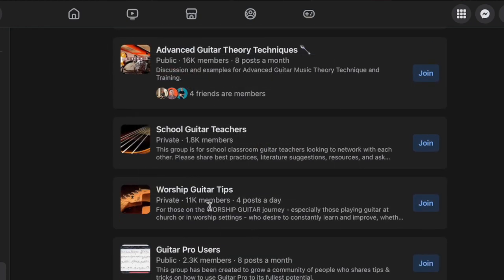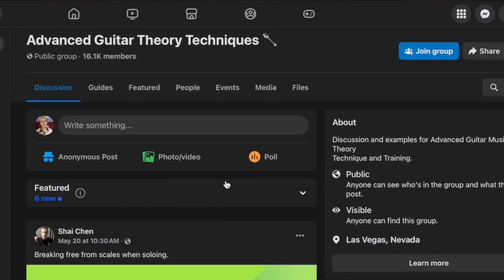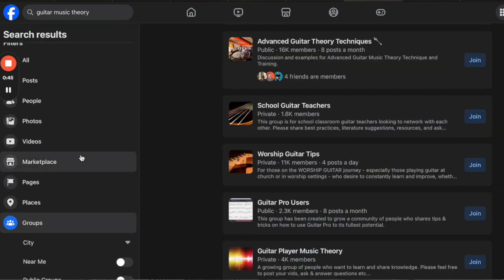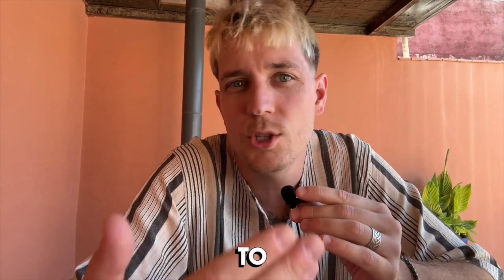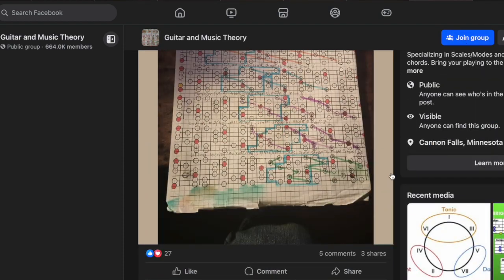You want to also try to look for groups with active engagement, regular posts and comments, and interactions. I usually start with the private groups first because the public ones, anybody can join and people are just spamming their music and spamming their services, and it's just a bad experience. You want to join groups where you feel you can contribute the most and help people for free.